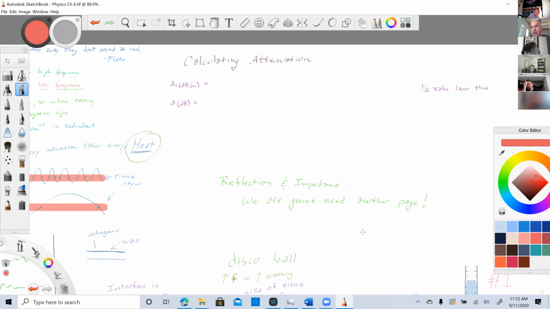If we were using infrasound, you wouldn't attenuate at all. It'd just go right through your body. But then again, you wouldn't be able to create a picture at all with ultrasound. I'm sorry, infrasound. You wouldn't be able to create a picture.